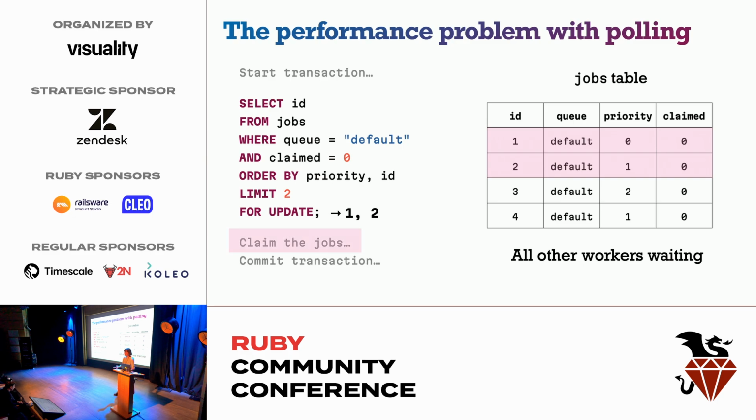So imagine the first worker will claim the jobs. For example, imagine that you can just set a Boolean there, and then it will commit the transaction. And now, only now, in the other workers, that same query that they're running is going to return the next 2 rows, right? So you can see here that you will quickly run into a contention problem, right? Because the workers, basically, they will be waiting on each other.